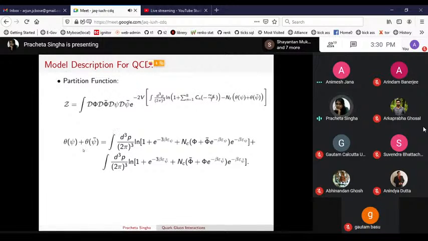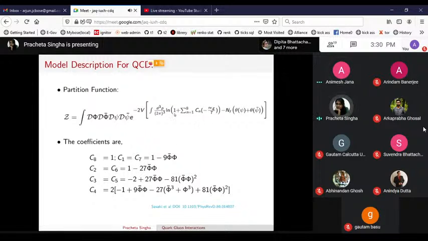And just as the distribution function for quark is getting modified due to the presence of the background field, this phi and phi bar, here in this model even the distribution function for gluon is also getting modified due to the presence of this background field. So now we have a model where we have both the dynamical effects due to the presence of quarks along with the dynamical effects due to the presence of gluons.